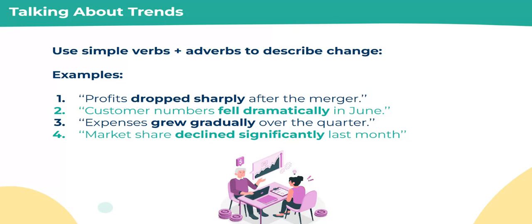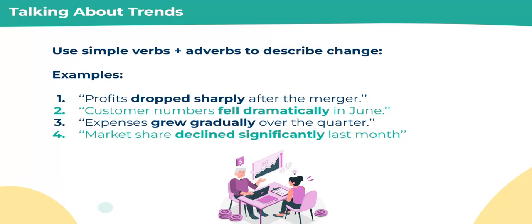So sometimes we need to talk about trends, and quite often we can use verbs and adverbs to describe change in trends. So we've got some sentences that combine verbs and adverbs to help us talk about trends. For example, number 1, profits dropped sharply after the merger. Number 2, customer numbers fell dramatically in June.